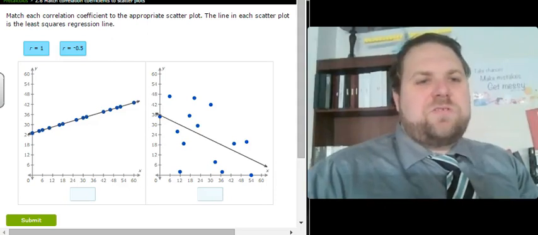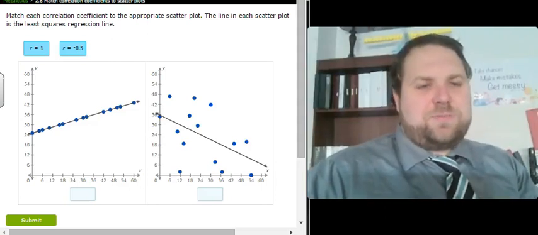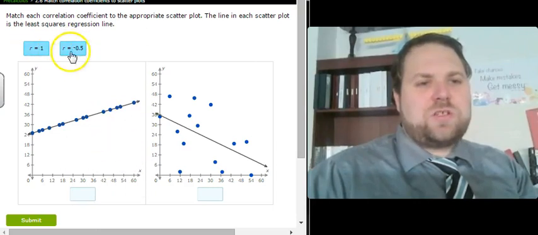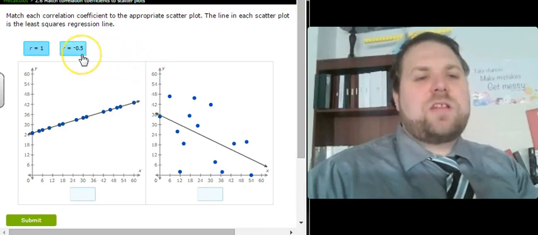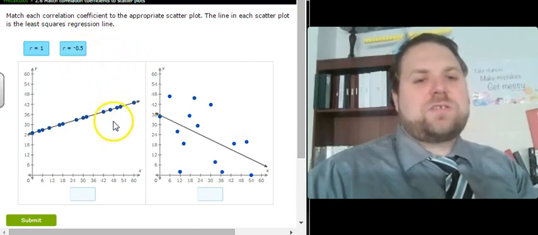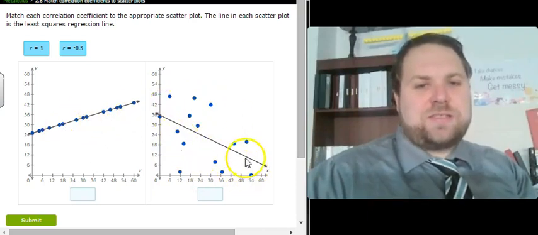In this video, I want to show you very quickly how to tackle this particular IXL assignment. What we're going to be doing is matching correlation coefficients to scatter plots. Now remember, the correlation coefficient tells you how closely a scatter plot matches the line of best fit.